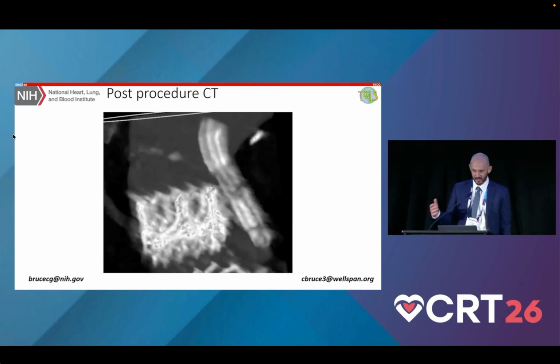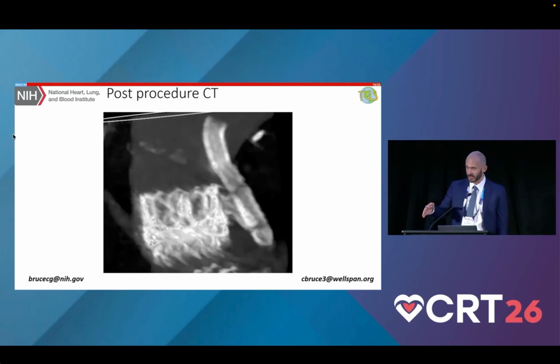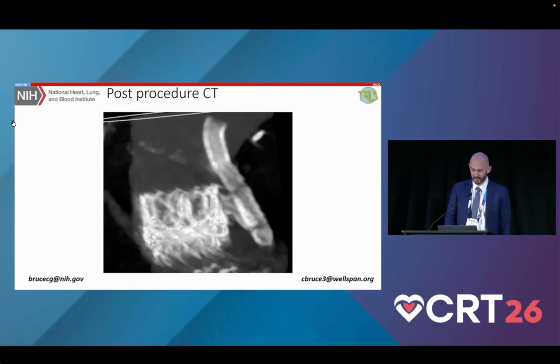Okay. So this is just the CT, day after. You can see the stent graft going from aorta into left main. The left main stent crushed against the S3 inside the surgical valve frame.